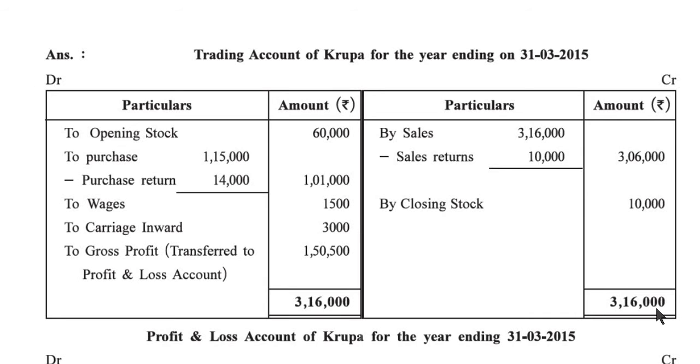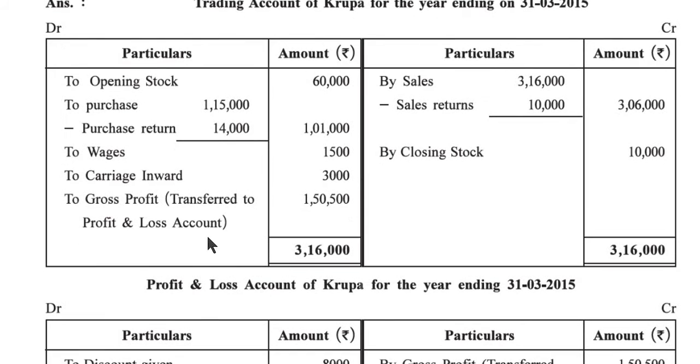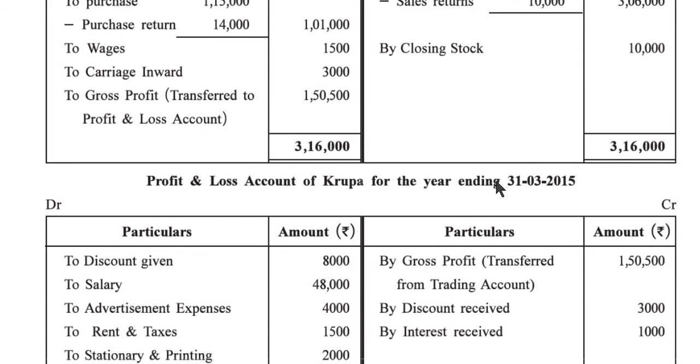3,06,000 plus 10,000 is 3,16,000. Minus all the expenses, then the difference amount is 1,50,500. It is the gross profit, transferred to profit and loss account. Now this amount 1,50,500 we directly transfer here, to the credit side of profit and loss account. This trading account gross profit we transfer to the profit and loss account credit side. By gross profit transfer from trading account 1,50,500.